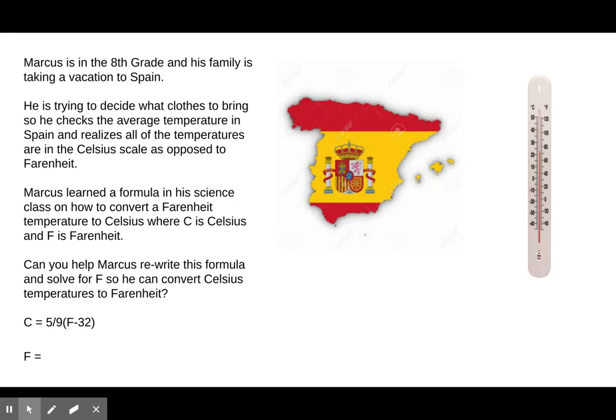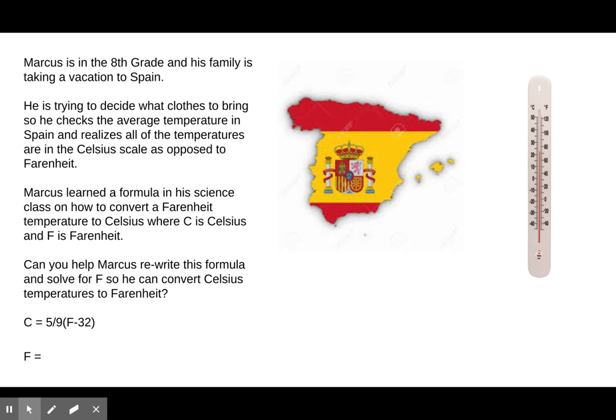So it reads, Marcus is in the eighth grade and his family is taking a vacation to Spain. He is trying to decide what clothes to bring, so he checks the average temperature in Spain and realizes all of the temperatures are in Celsius scale as opposed to Fahrenheit. Marcus learned a formula in his science class on how to convert a Fahrenheit temperature to Celsius, where C is Celsius and F is Fahrenheit. Can you help Marcus rewrite this formula and solve for F so he can convert the Celsius temperatures to Fahrenheit?